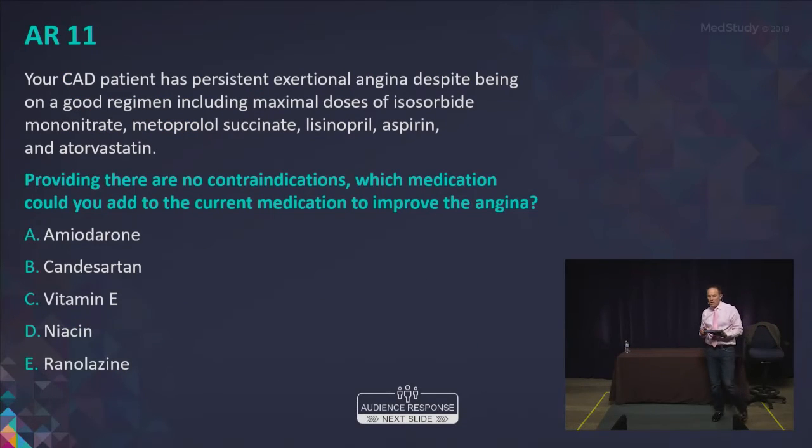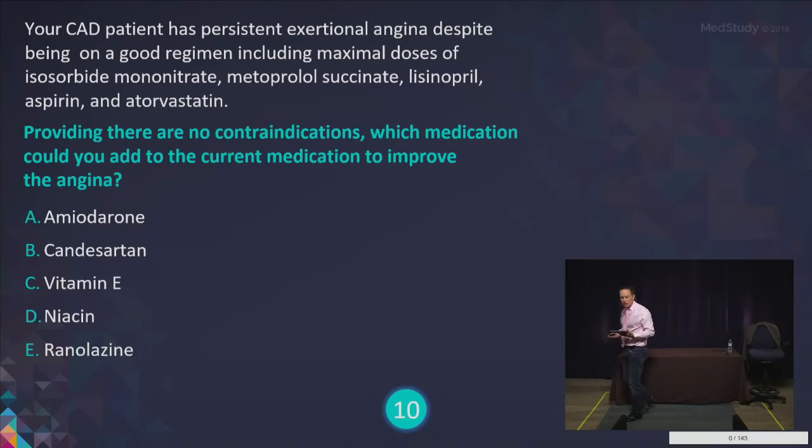Okay, let's have a question. Your coronary artery disease patient has persistent exertional angina despite being on a good medical regimen, which includes maximal doses of isosorbide mononitrate, metoprolol succinate, lisinopril, aspirin, and atorvastatin. So you're on a good medical regimen. Providing there are no contraindications, what medicine could you add to the current medication to improve their angina? So there are your choices there: amio, candesartan, vitamin E, niacin, or ranolazine. What medicine, and I'm having that 100% feeling again, might you add that will help their angina? They're already on everything that we normally do.